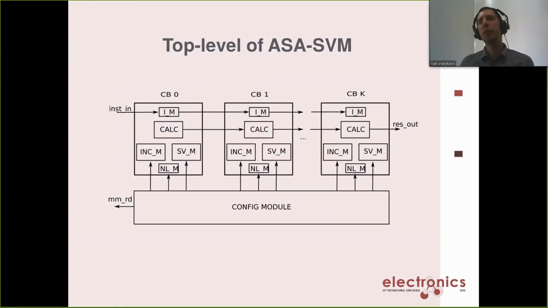This is more detailed picture of our architecture, and the main new module introduced in this architecture compared to previous work is this increment memory, which stores increments which are needed for skipping zero. On the next slide, I will show what's the point of these increments. There is a main configurable module which takes configuration of support vector machine from memory and configures all configurable blocks of the architecture.